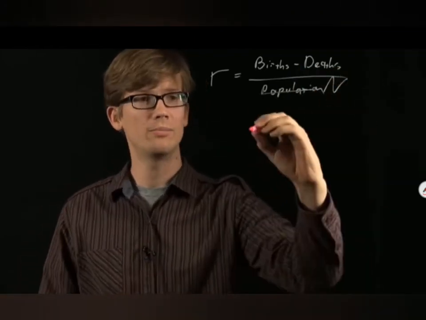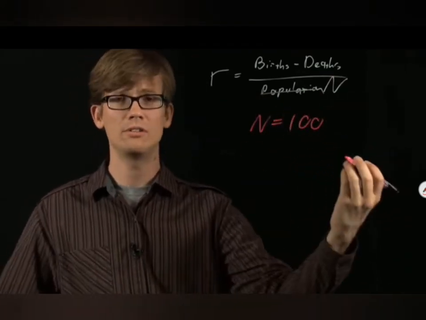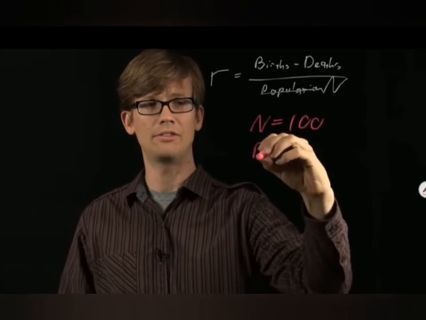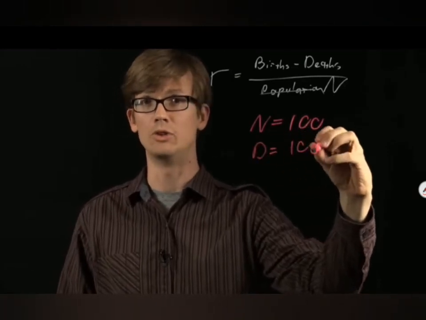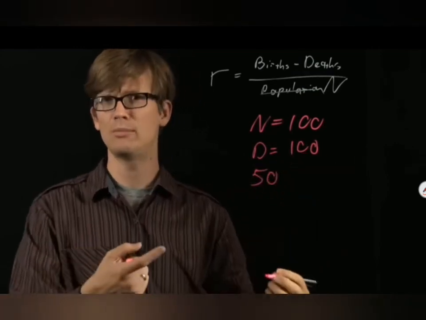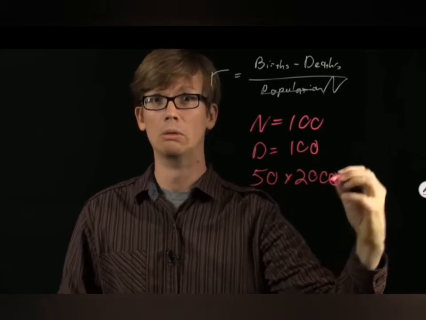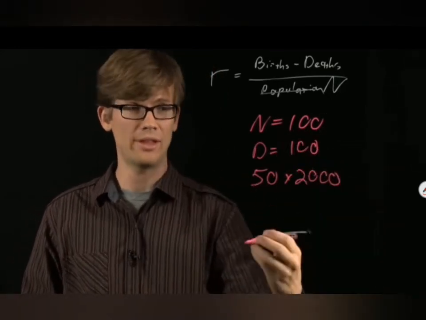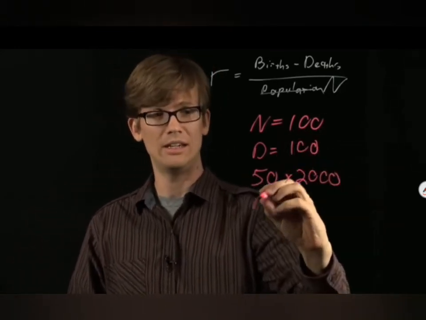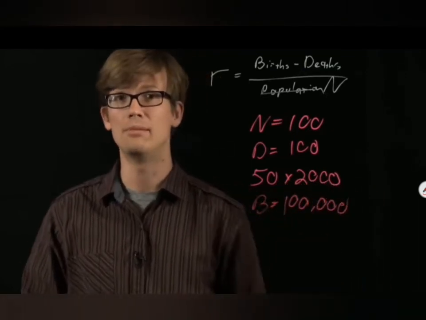So let's say we start with an initial population of 100 mosquitoes, and each of those mosquitoes lives an average of 2 weeks, so our deaths over a span of 2 weeks will be 100. Half of these mosquitoes are going to be female, so 50 of them, and they can produce about 2,000 babies in their lifetime, so that's times 2,000. Ooh. So 50 mommy mosquitoes times 2,000 babies per mommy, and you get births equaling 100,000 little baby mosquitoes.